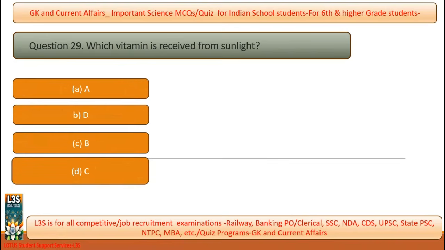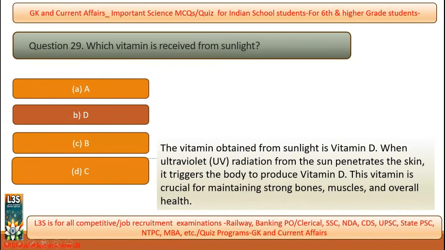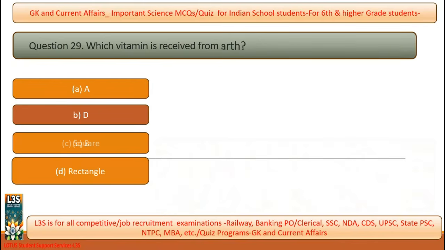Which vitamin is received from sunlight? Options are A, D, B, C. And the correct option is vitamin D. The vitamin obtained from sunlight is vitamin D. When ultraviolet radiation from the sun penetrates the skin, it triggers the body to produce vitamin D, and it is crucial for maintaining strong bones, muscles, and overall health.